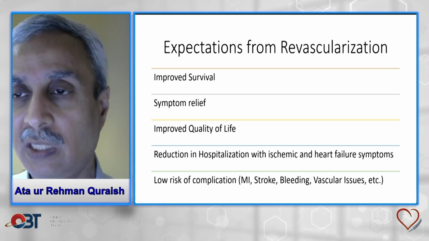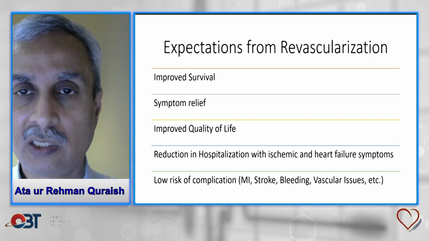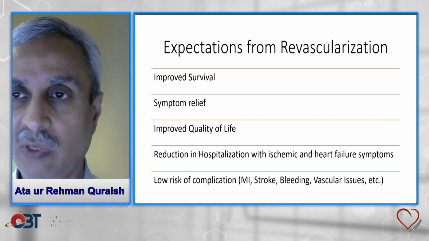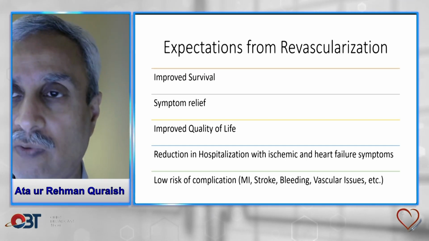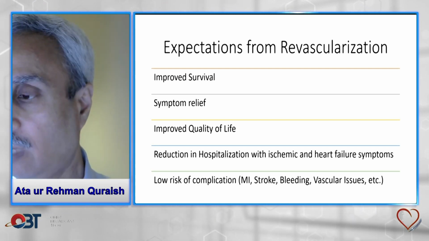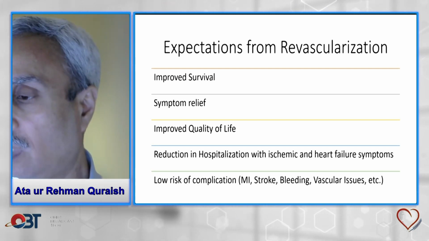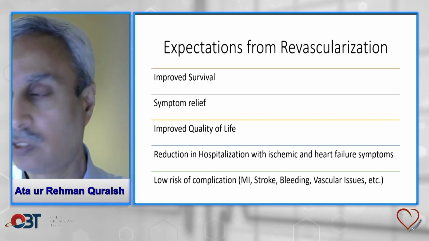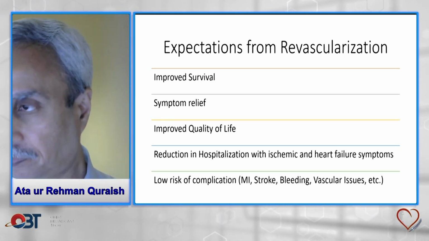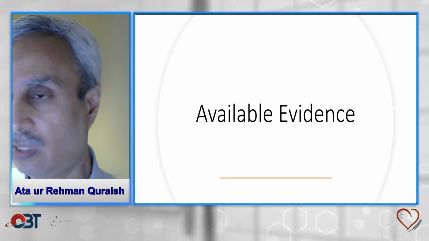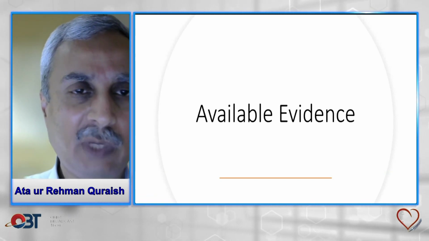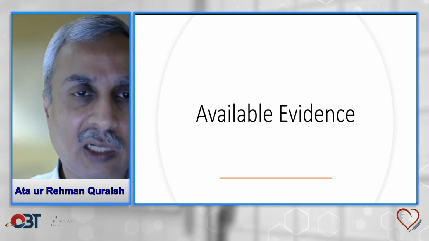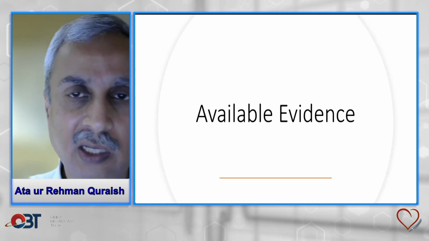So medicine, as we all know, is an art. Guidelines can be applied in general to the majority of people, but we need to make patient-specific decisions, and for that, we have to take all these things into consideration. So what is the available evidence? I'll only go over 4 or 5 studies that have a major impact on the guidelines and how we see the guidelines in the current era.